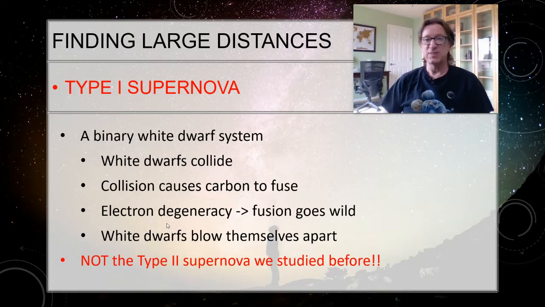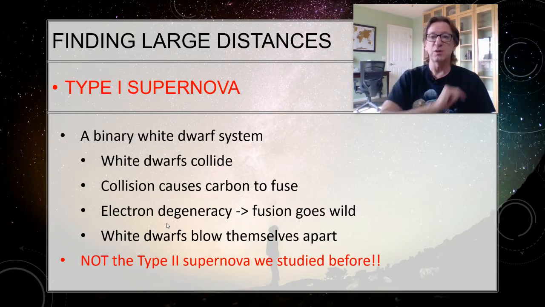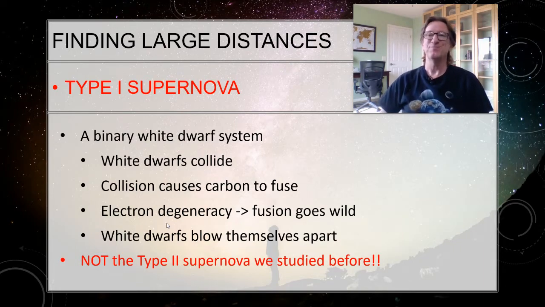Now, this is not the type 2 supernova that we talked about before. It's got a different light curve, but it's still one of the brightest explosions in the universe. We can see these all the way at the edge of the universe. We always want to use a type 1 supernova if we can. Problem is they're pretty rare. So astronomers get so excited when they see one of these things go off, because now we can actually measure the distance.